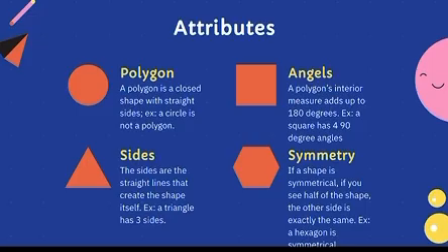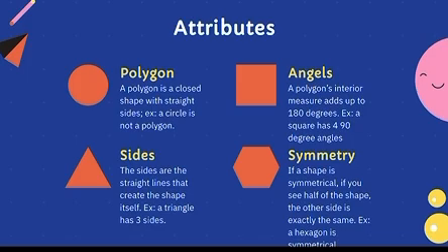So, for example, a polygon is a closed shape with straight sides. For example, a circle is not a polygon. And then for the square, angles. A polygon's interior measure adds up to 180 degrees. Example, a square has 4 90-degree angles.